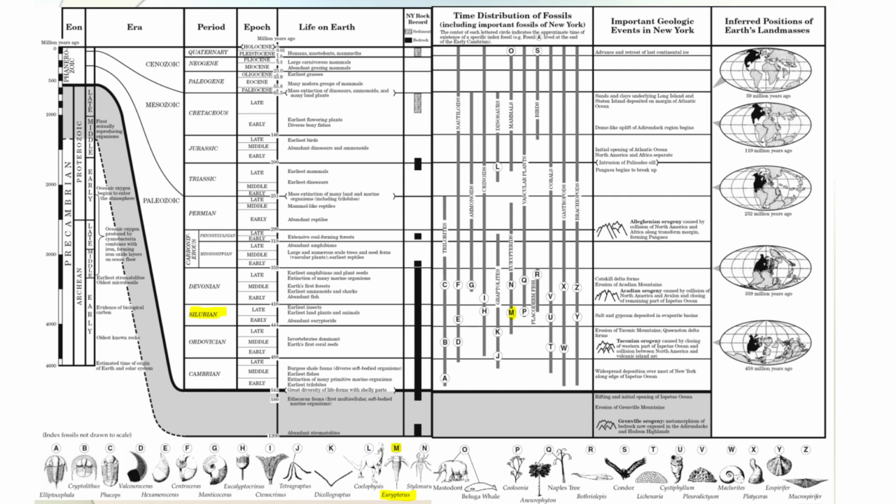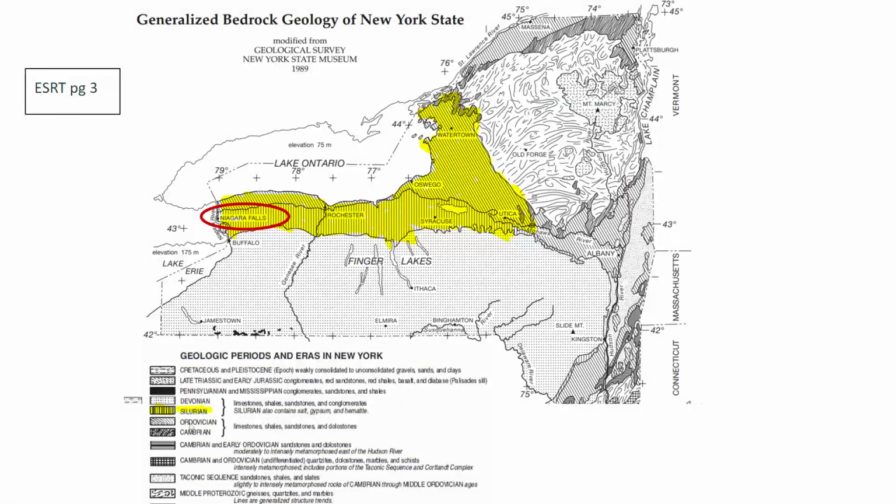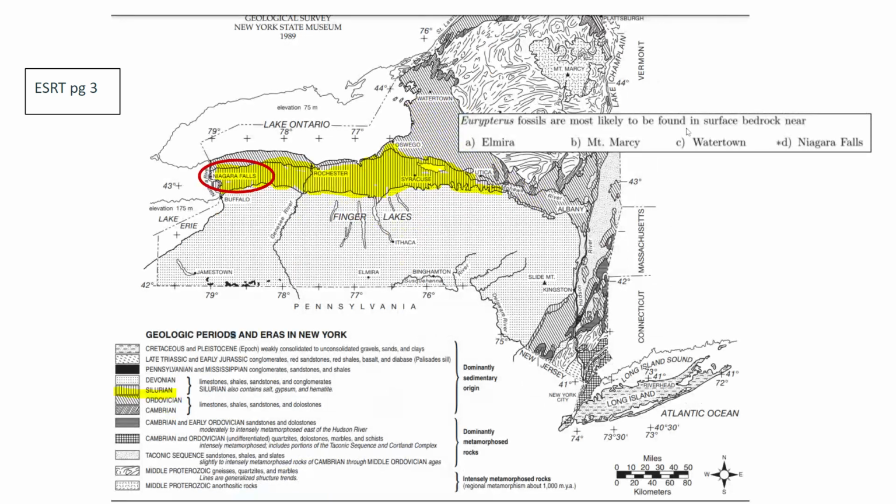Now that we know the period, we should go to page 3 of your reference table to figure out where the bedrock is located in New York. So the Silurian bedrock in New York has this pattern, and this pattern is this entire area. So any location of New York in this area should be the answer, but let's look at our option choices. Based on our option choices, the correct answer should be Niagara Falls because Niagara Falls is in the Silurian time period bedrock area in New York State.